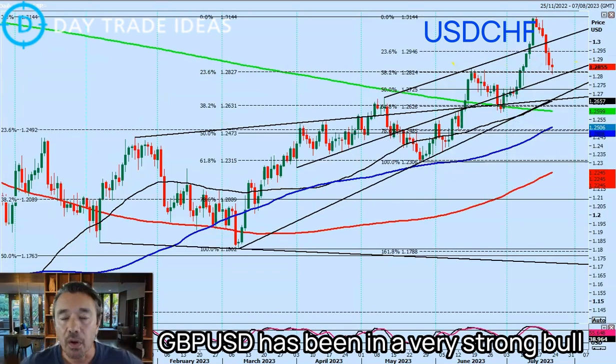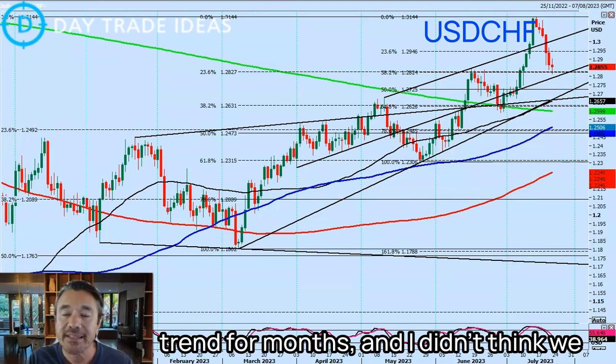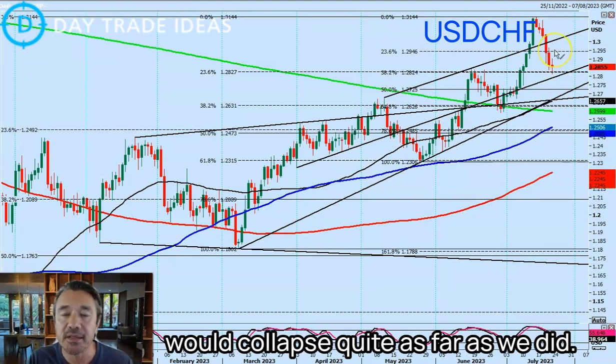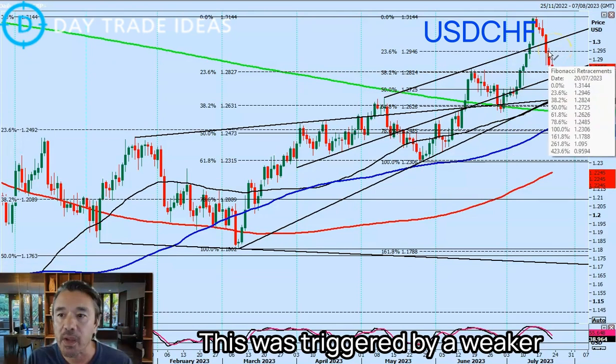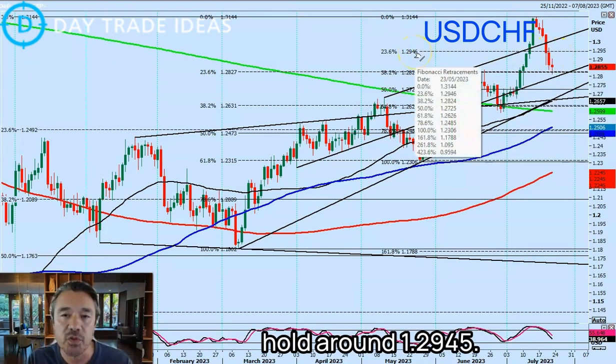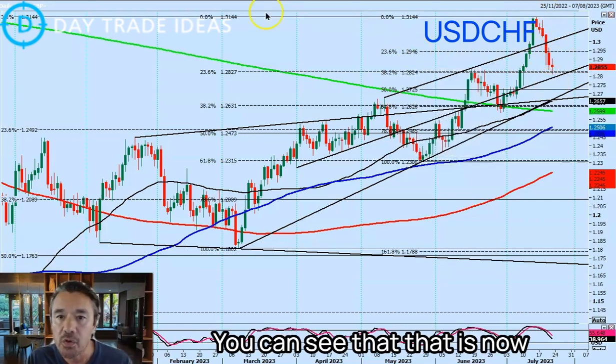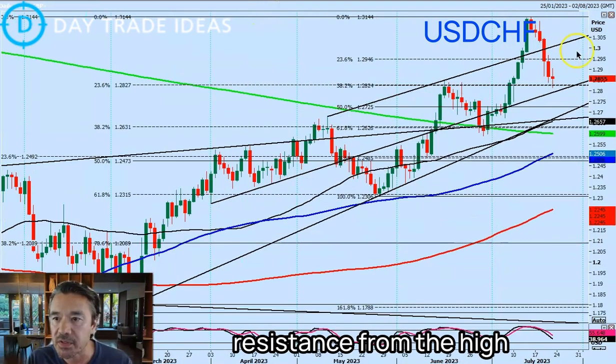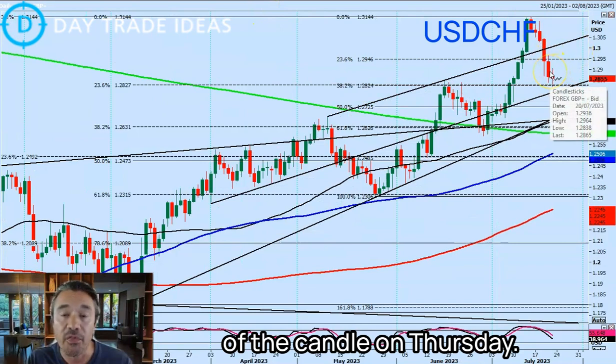The pound versus the dollar has been in a very strong bull trend for months. And I didn't think we would collapse quite as far as we did. This was triggered by a weaker than expected inflation number out of the UK this week. I thought we would hold around 129.45. We didn't. You can see that that is now resistance from the high of the candle on Thursday.